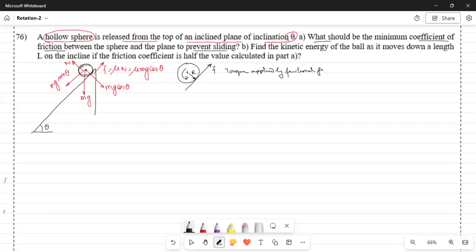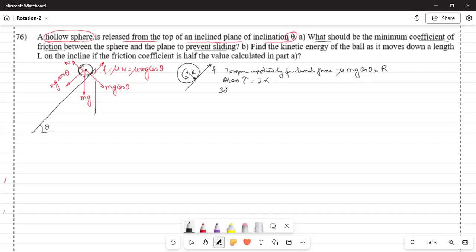Frictional force is mu mg cos theta, multiplied by the radius of the ball r. And also torque tau is equal to moment of inertia multiplied by angular acceleration alpha. Right?